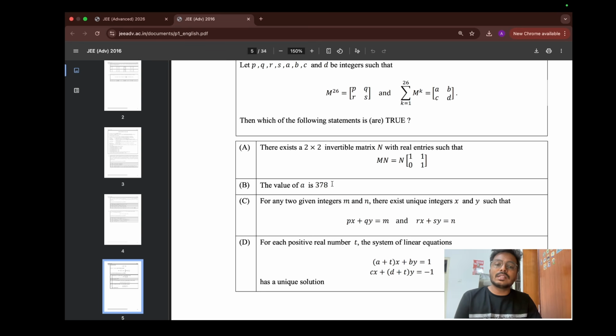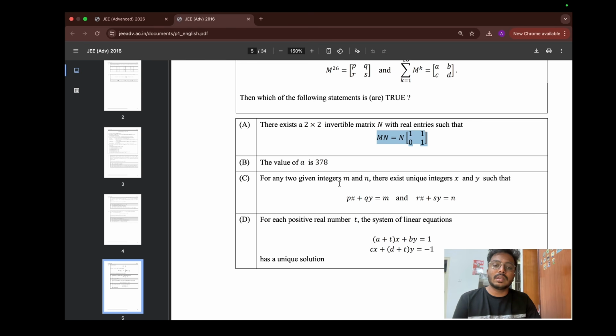The value of A is 378, option B is pretty direct, and option A, so there exists an invertible matrix N. So you assume the matrix N as A, B, C, D, and then try to equate the left hand side, right hand side, and find out the values of A, B, C, D. Then if you get an invertible matrix, this option will be correct. If you do not get, it will be wrong.